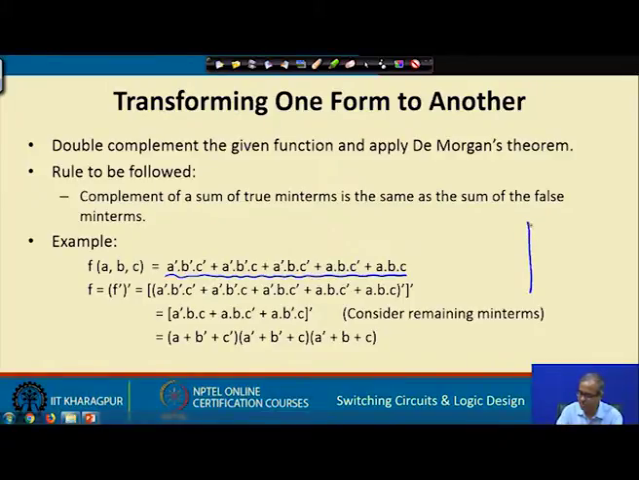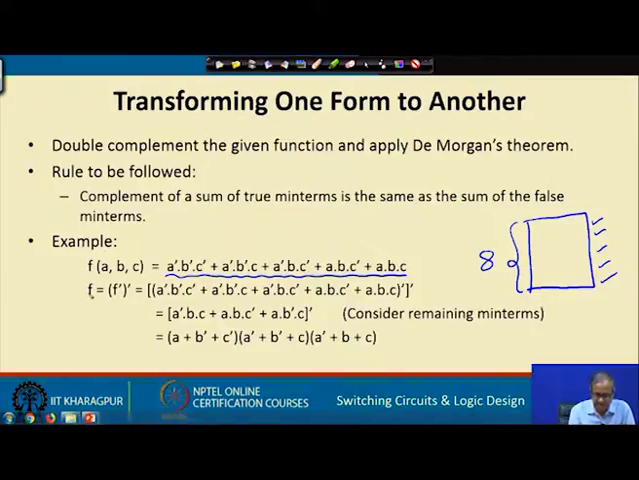If I consider the truth table, how many rows will there be? There will be 8 rows. Out of these 8 rows, 5 of them are 1. The output is 1 for 5 of them. These are the combinations. So, what I am saying is that the function will remain the same if I complement it twice.